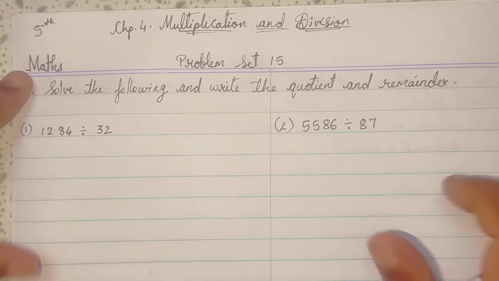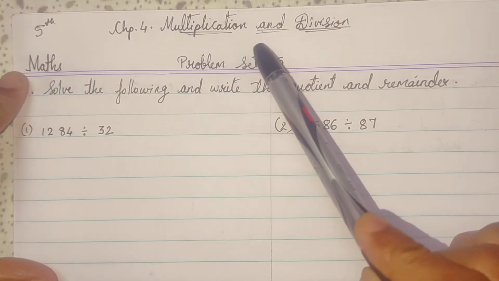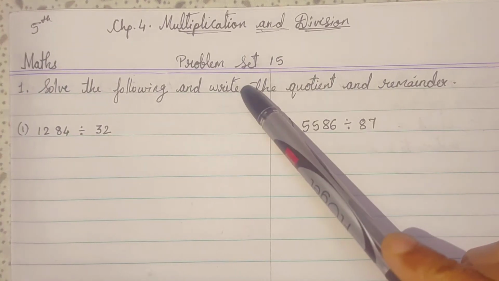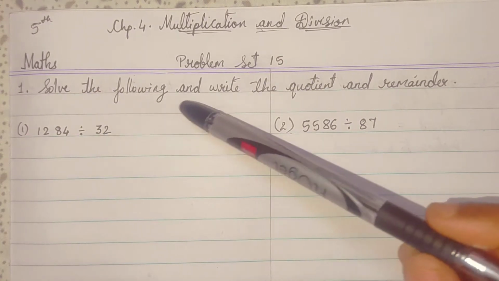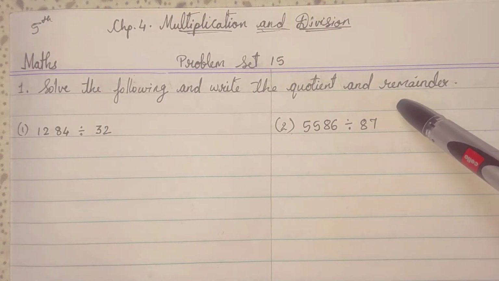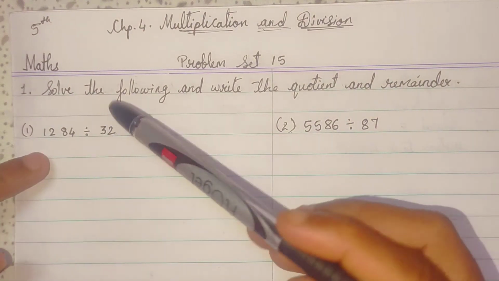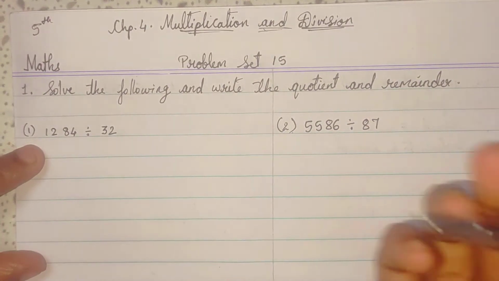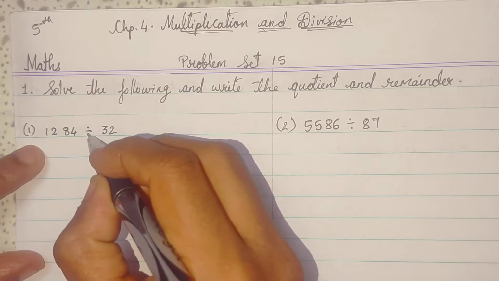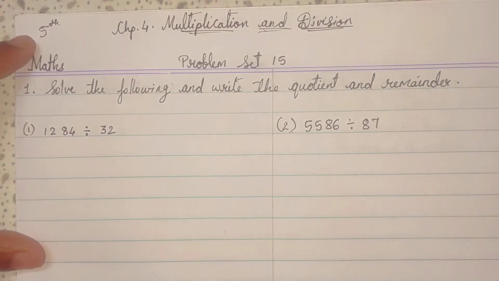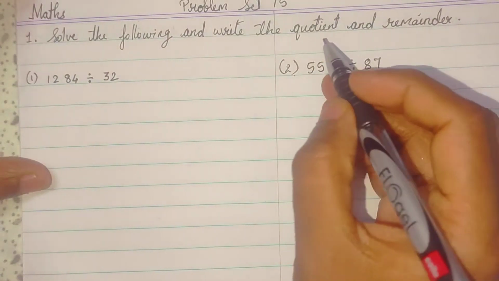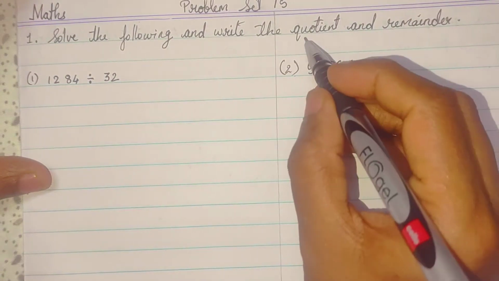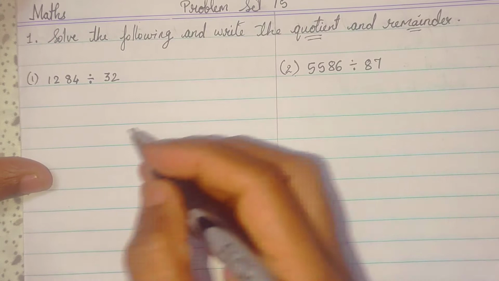Standard 5th Maths, Chapter 4, Multiplication and Division. Problem set 15. First question, solve the following and write the quotient and remainder. Now see, here this symbol shows division. So that means we have to do division for these sums. And after solving these sums, we have to write quotient and remainder.